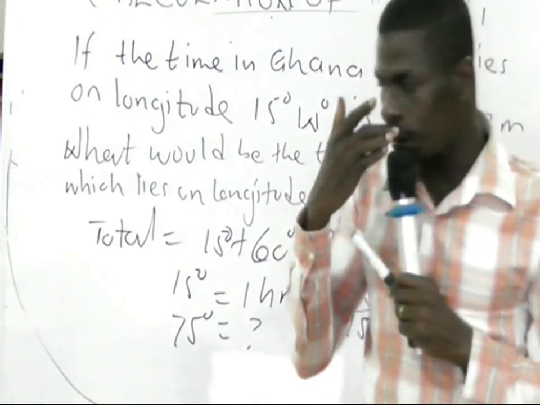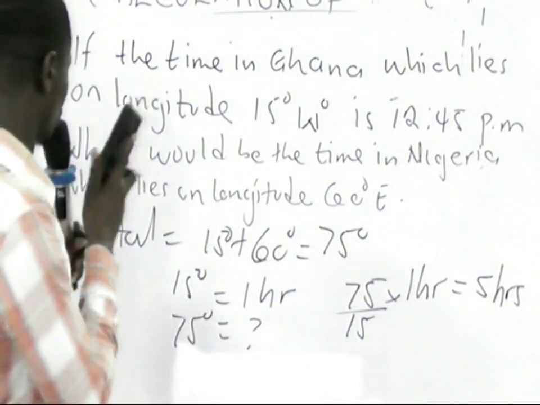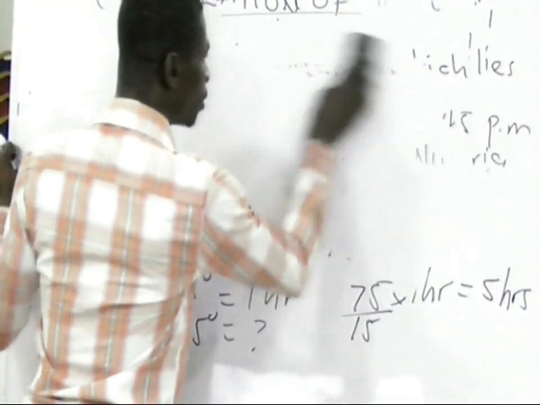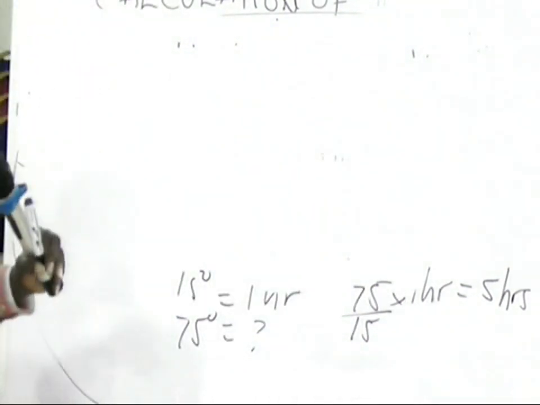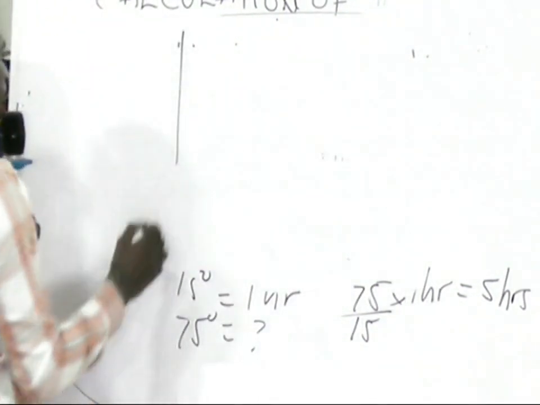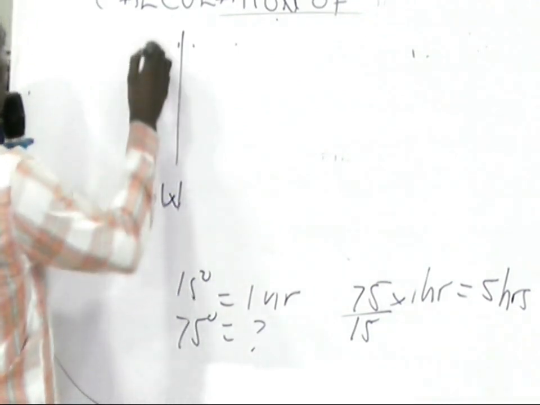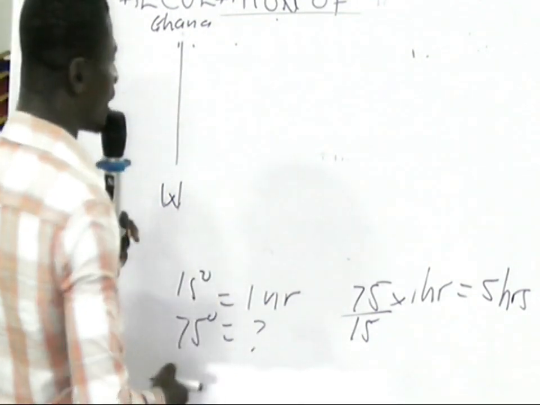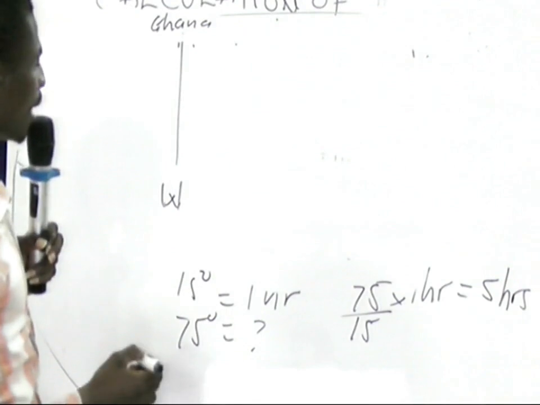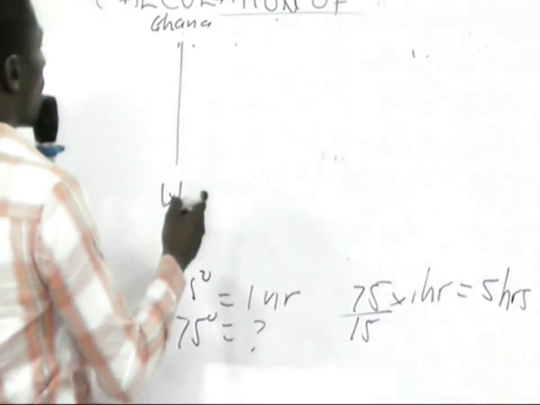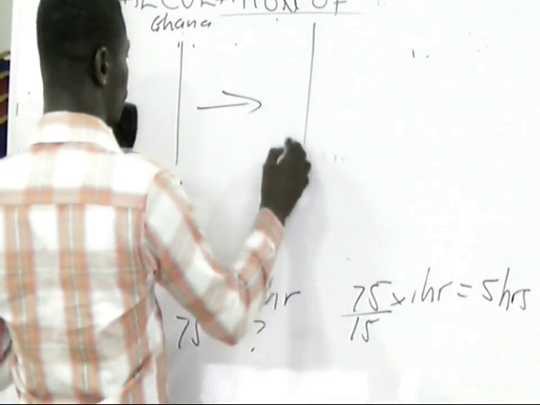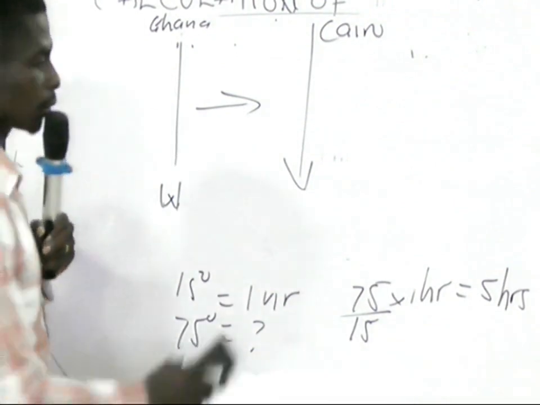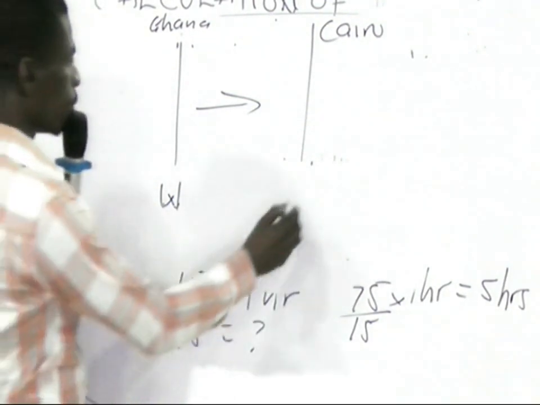Now I am going to draw the situation. Ghana is lying west. So we have west, we have Ghana, and we know the time in Ghana. But we are going to calculate the time east of Cairo. We don't know the time there, so we are going to calculate the time there.